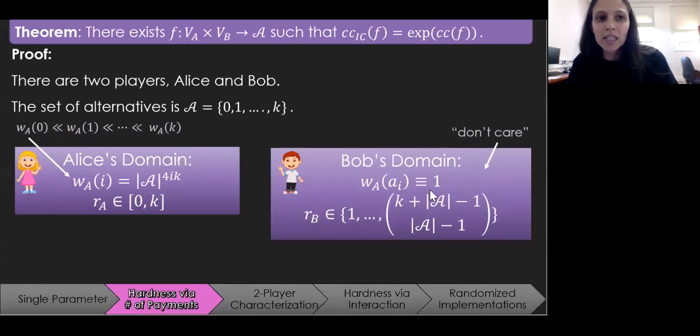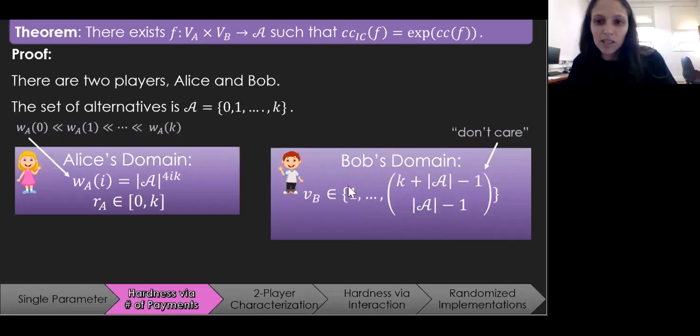And Bob's domain is such that he doesn't care which alternative is chosen. He holds some private value, which is his value for all the alternatives. For example, if RB is equal to 1, then his value for all alternatives is 1. If he holds the scalar 2, then his value for all alternatives is 2. So basically, this is how we express his value. And note that since the size of the alternatives is k, we get that the size of the valuation set is exponential in k.